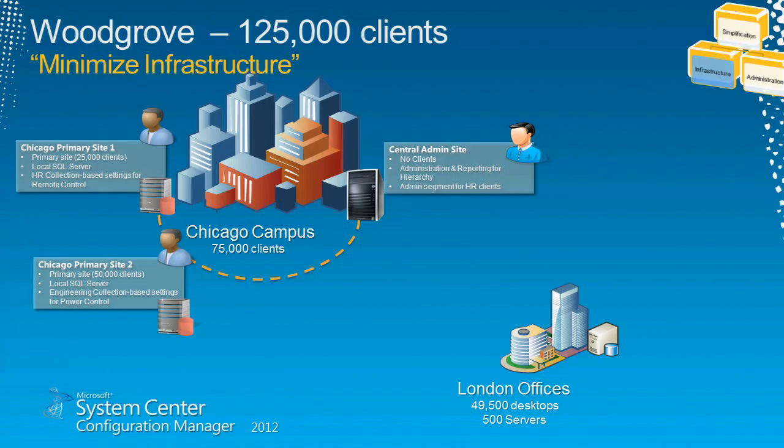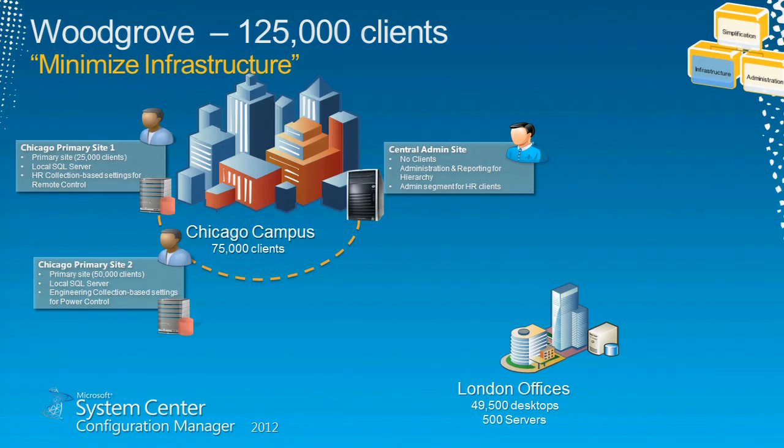Here they separated them, with both local SQL servers, obviously, and they have different settings for collections, for power and remote control. This is something you would do in the current product. You do not have to do this in 2012. If I want different power management settings and different remote control settings, I can do that in a single site, and I create client agent settings that are collection based. So I don't have to separate these into 2 different primary sites.